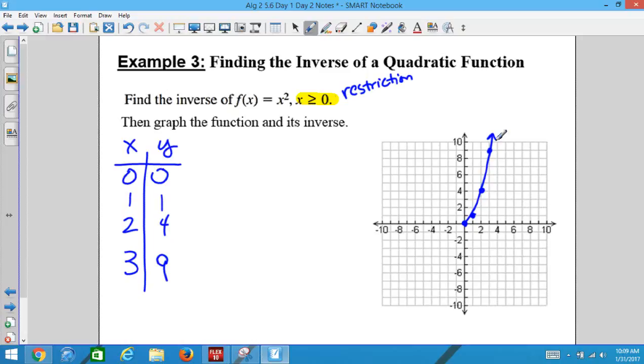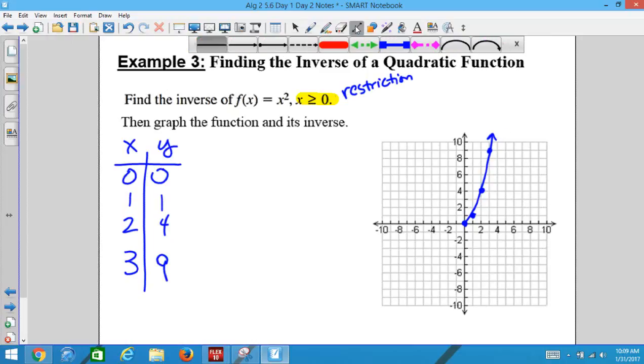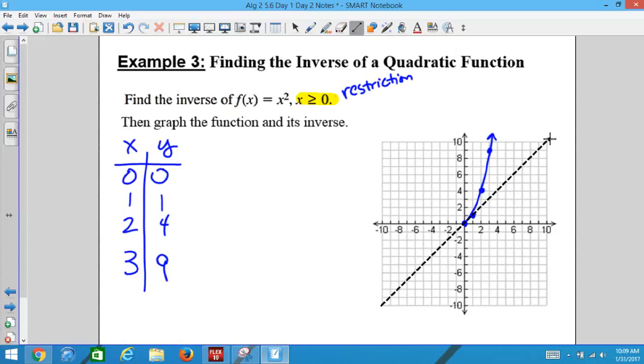Now what we're going to do is find and graph the inverse. Since we're doing inverse, go ahead and put in that y equals x line, which always is the same. It's where 1 equals 1, 2 equals 2, negative 3 equals negative 3. They're always the same ordered pairs.